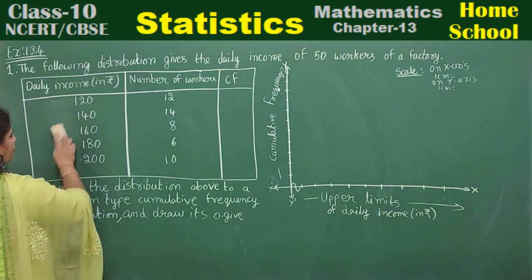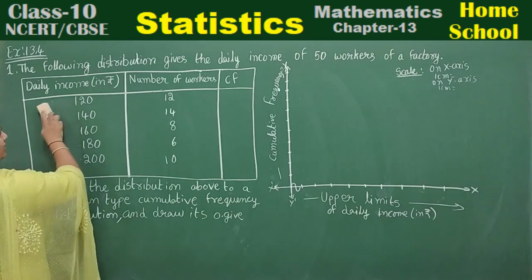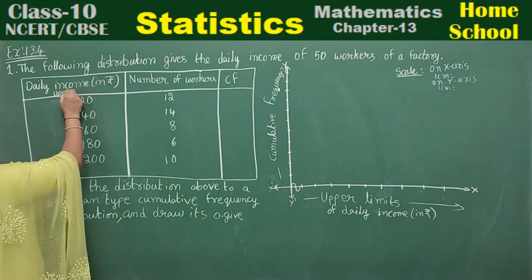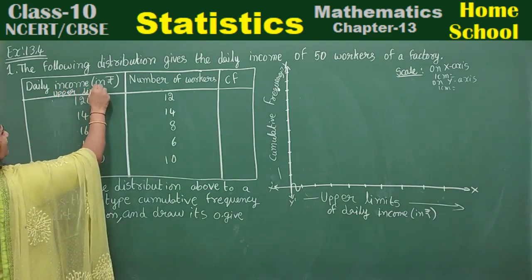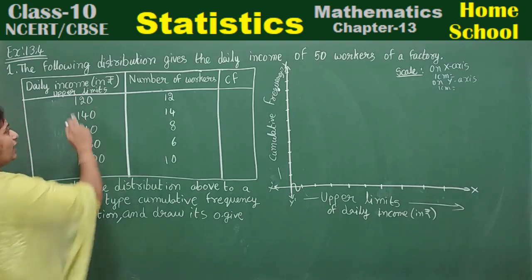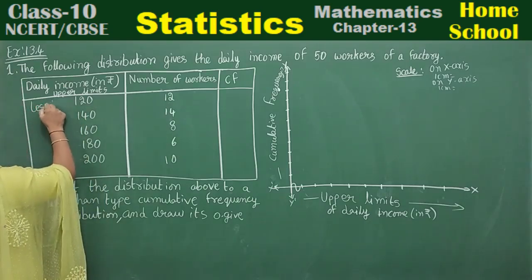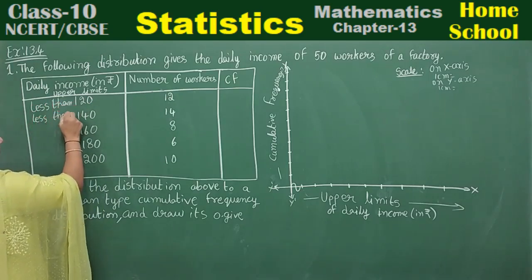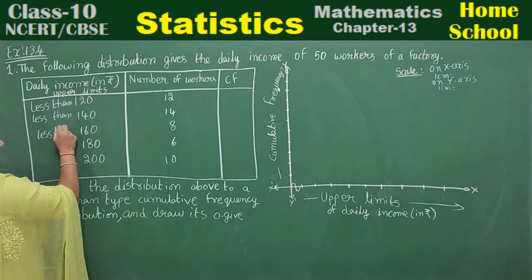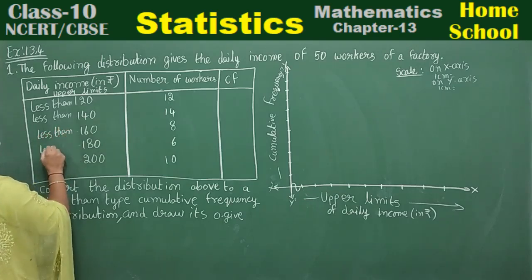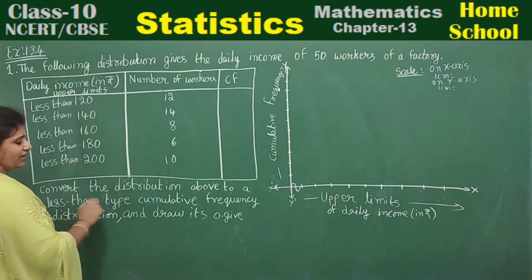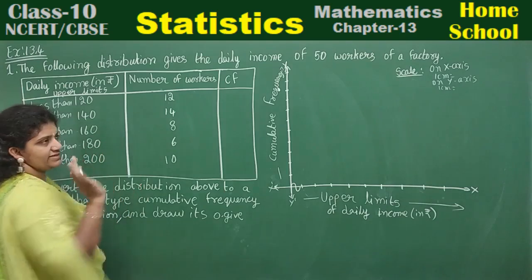In your notes, you need to do the table again without the class interval. Write here daily income in rupees, upper limit. We are taking only upper limits, and write less than 120, less than 140, less than 160, less than 180, less than 200. Your frequency distribution is converted to less than type cumulative frequency distribution.